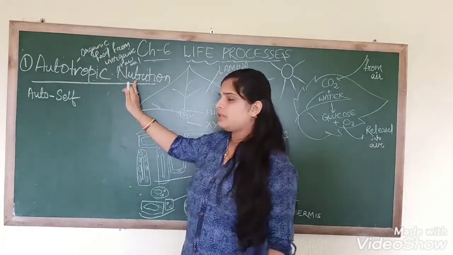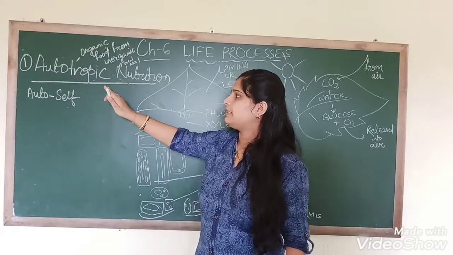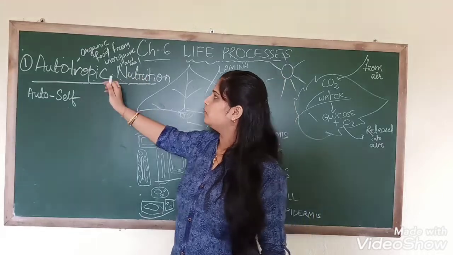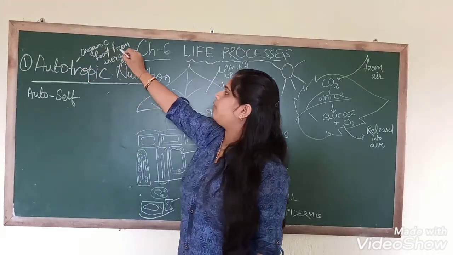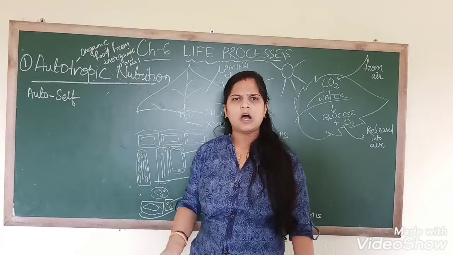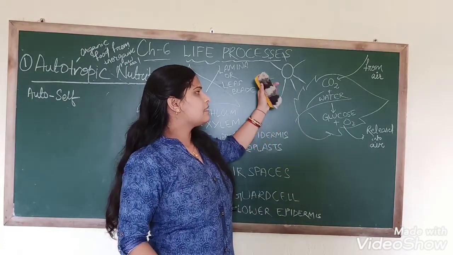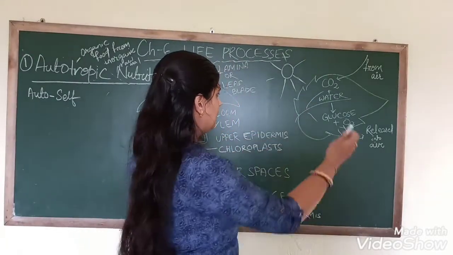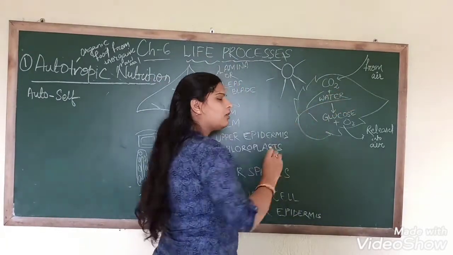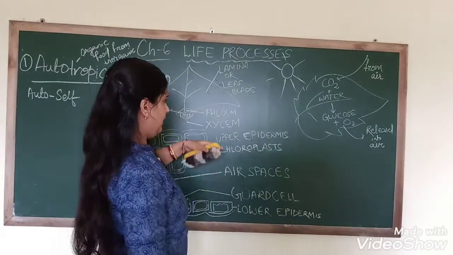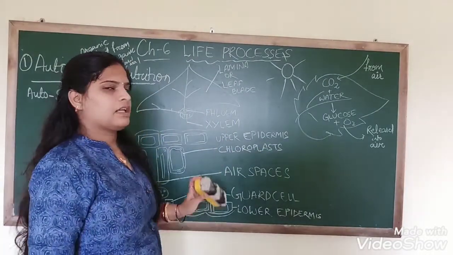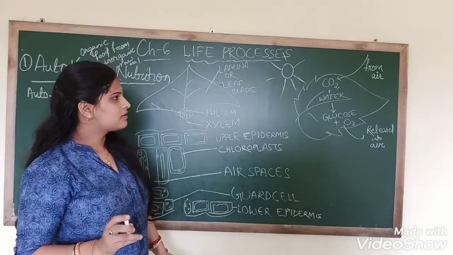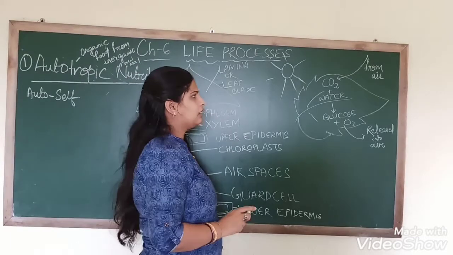What is autotrophic nutrition? Autotrophic nutrition is the mode of nutrition in which organisms are able to make organic food from inorganic raw material. How? Let's see. This is the process: how the organism can make organic food from inorganic raw materials. Only plants can prepare their own food, by using the process of photosynthesis.